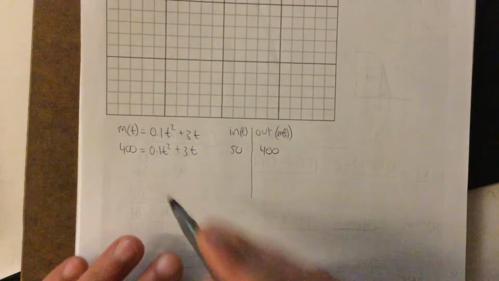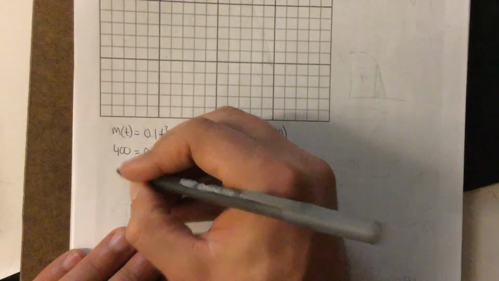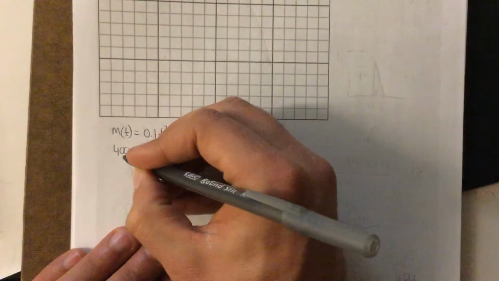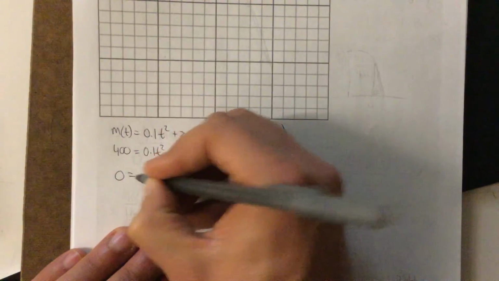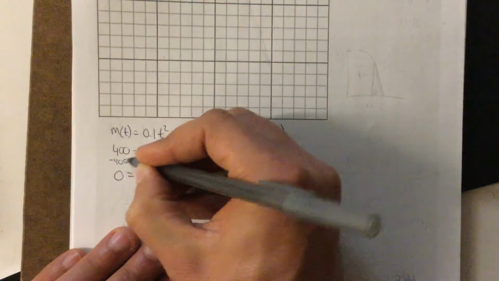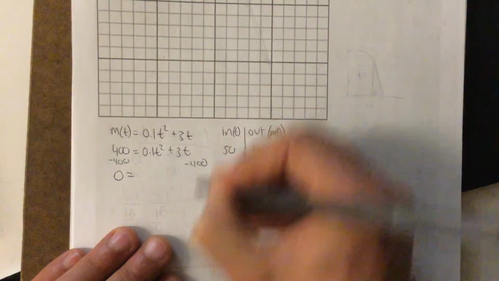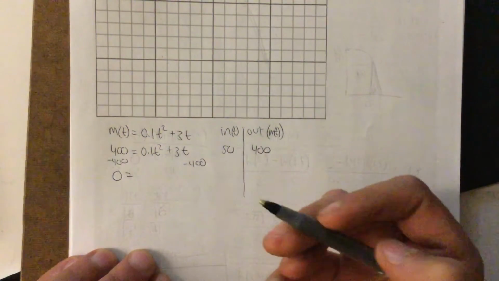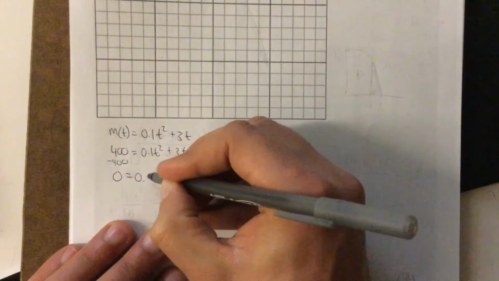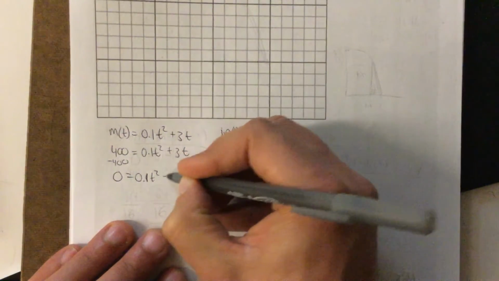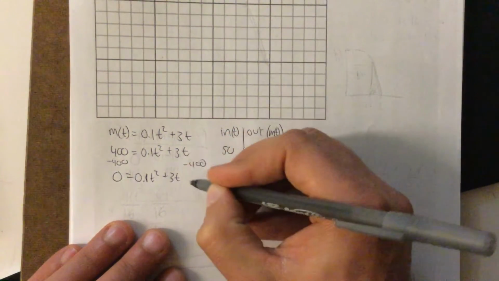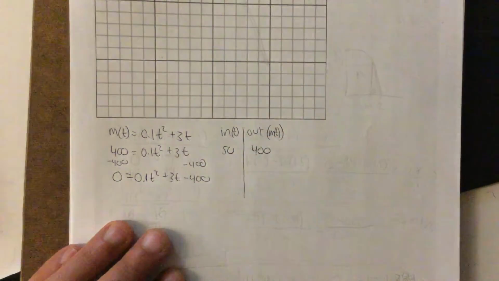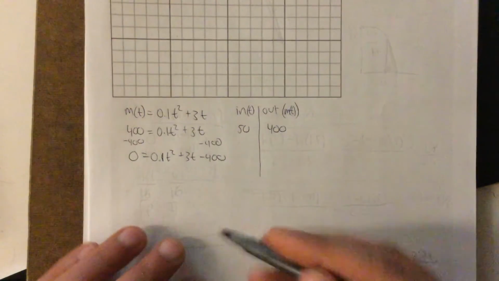We can use the quadratic formula, which maybe you're familiar with, maybe you're not. If we set this equation up right and have it equal 0, we take the 400 away from both sides, and 400 minus 400 is 0. We set it up in quadratic format: 0.1t squared plus 3t minus 400. We can solve for t using this formula.